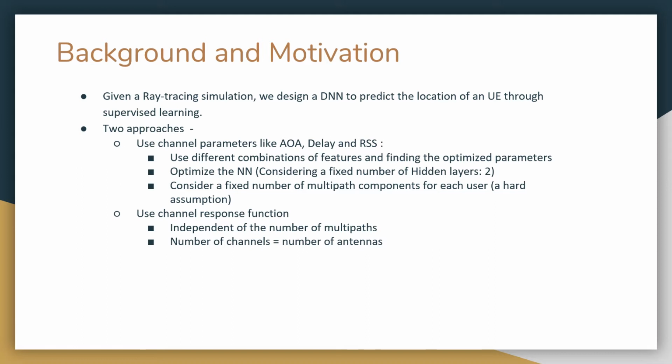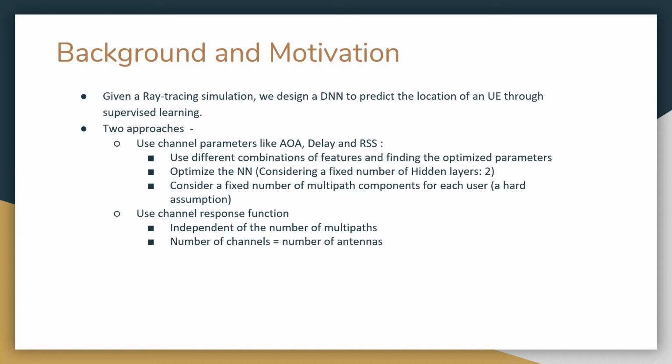Then we optimize the neural network using a fixed number of hidden layers. Optimization involves testing which combination of hidden layer nodes, activation function, and learning rate provide the most efficient neural network. Also, in this approach, we assume a fixed number of multipath components for each user. However, in reality, the number of multipath components will differ for each user.